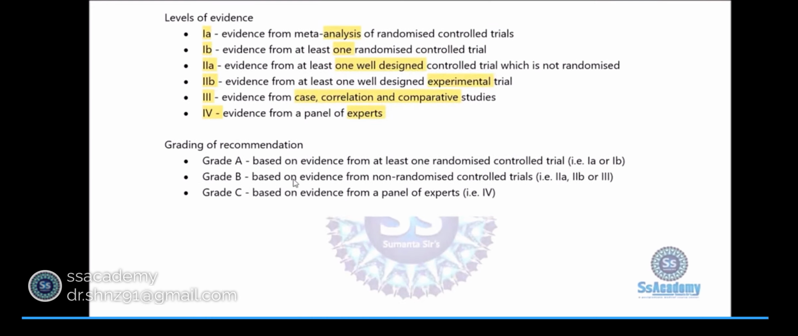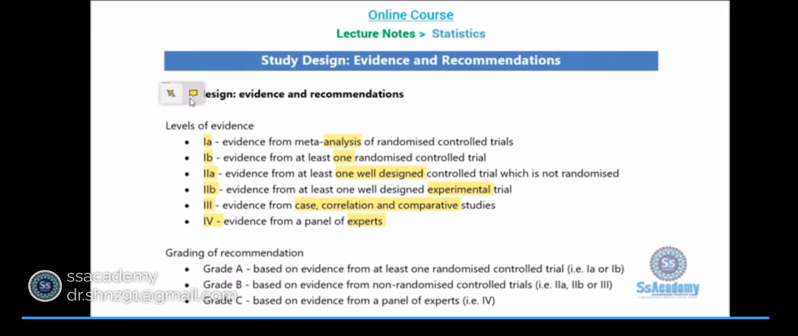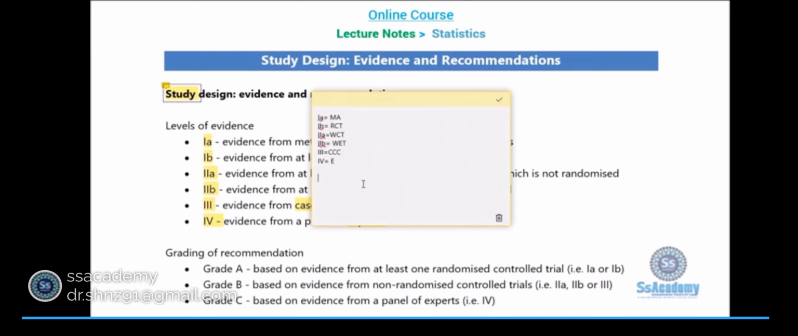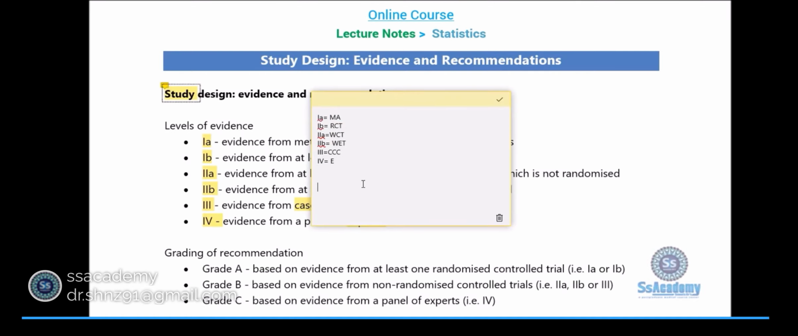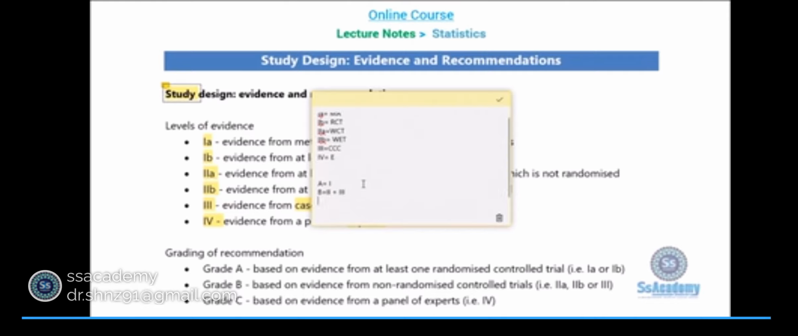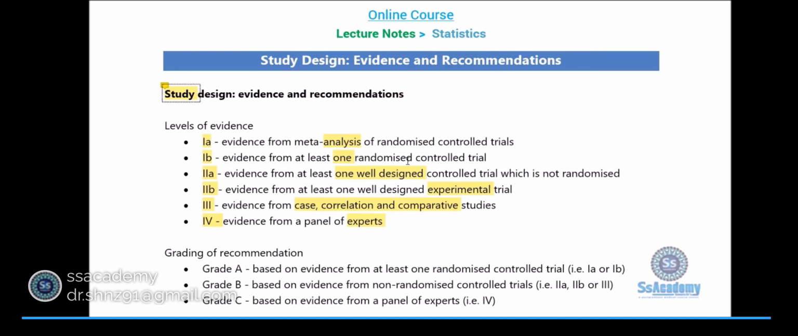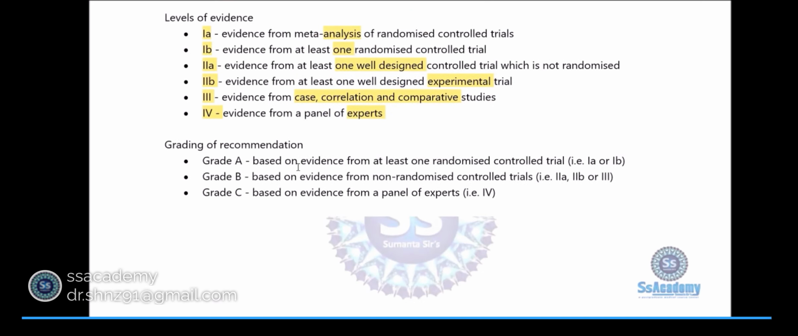Grade A is based on evidence from at least one randomized control trial, meaning the A, B, C. So 2 and 3 all together is B, and C for 4. So once again, make a box. Evidence and grade of recommendations: A evidence is equal to, once again, the 1. B is nothing but the 2 plus 3, and C, of course, is equal to 4. So this is the grade of recommendation. So we have the study levels of evidence as well as the grading of recommendations.